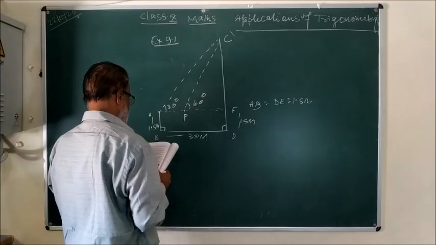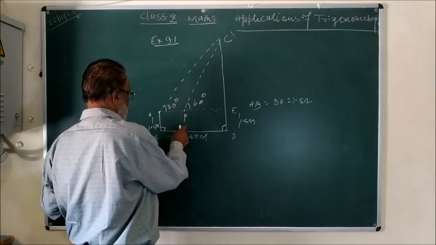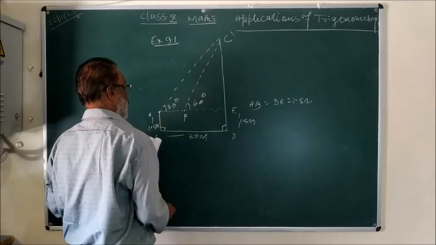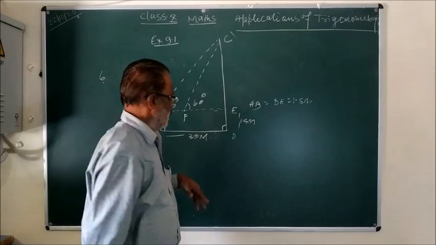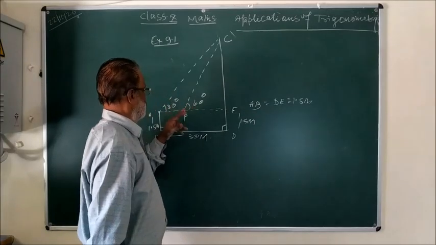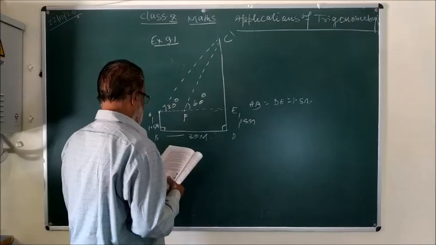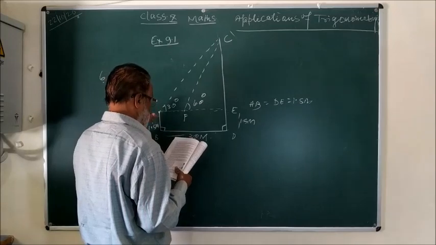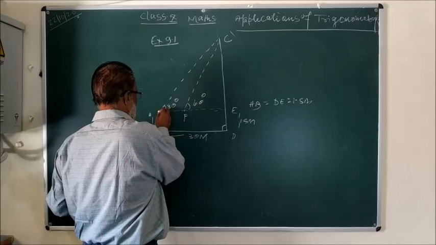He walks towards the tower. From here he has walked. After moving towards the tower, the angle will be more, and therefore this angle will be 60 from 30. So, what is the distance he traveled? What is the distance he walked? This is the question. That is, AF.